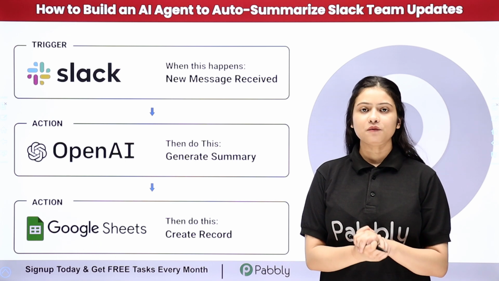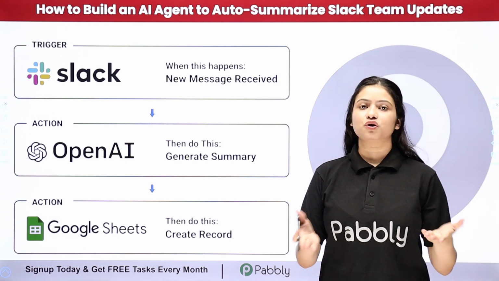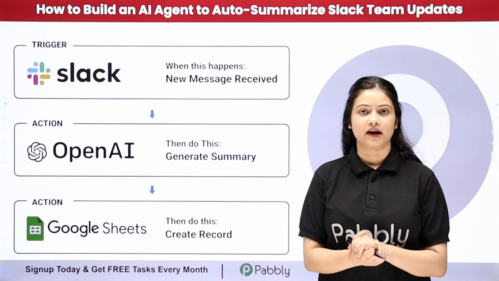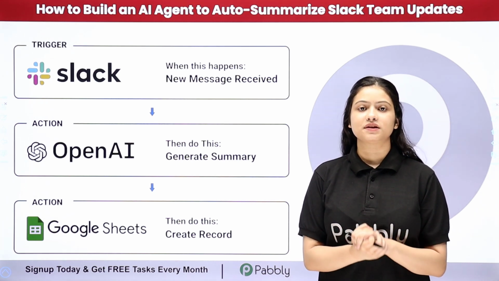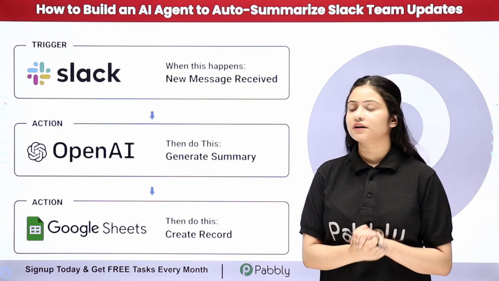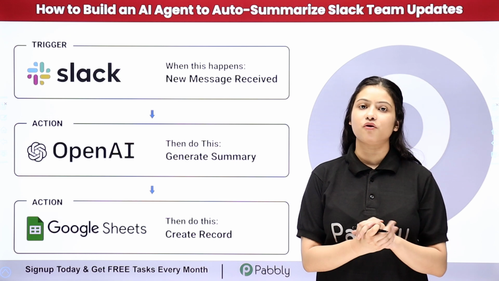Doing it manually is a time-consuming process, so I have decided to automate this entire process with the help of Pabbly Connect and my AI agent, that is OpenAI. Now every time a new message is received by my team member on Slack, automatically the message is going to be summarized and added in my Google Sheets with the help of Pabbly Connect.